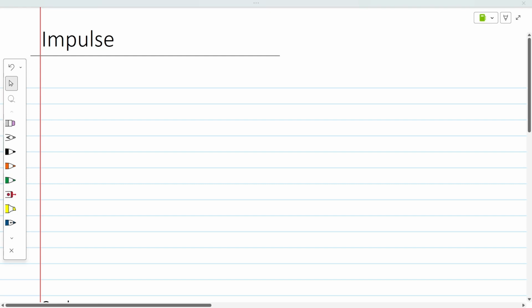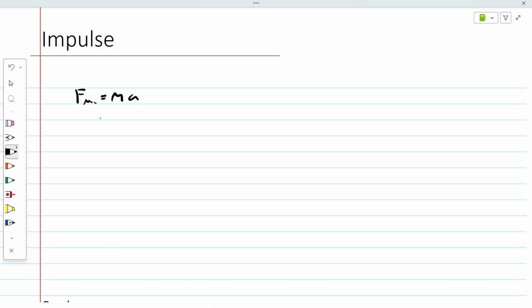In this video, we're going to discuss how you can relate momentum to the net force, and we're going to do that by using impulse. So let's consider Newton's second law, F net equals the mass times acceleration, right?